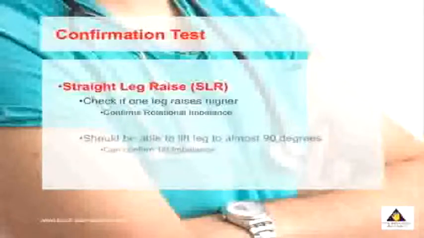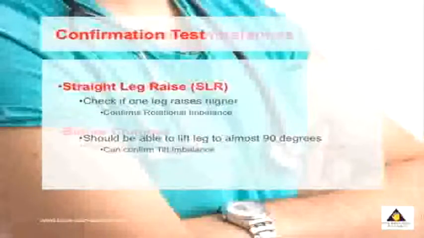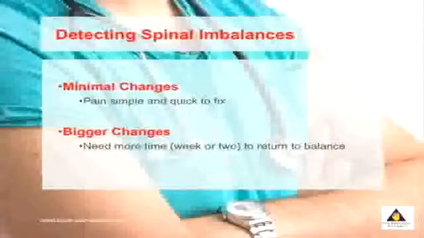Now, there are two things that you will note. First, that you may find is you can lift one leg higher than the other side. Now, if this is the case, then again it confirms that you have a rotational imbalance. Secondly, people should be able to lift their leg up to almost 90 degrees. Now, if you find that you can't lift your leg up to 90 degrees, and if both your legs are similar, then you may have those tilt type imbalances. But these two simple tests indicate that there are imbalances in your spine.